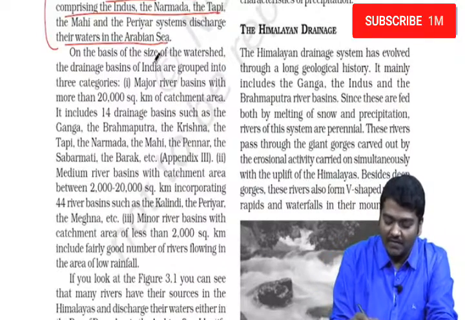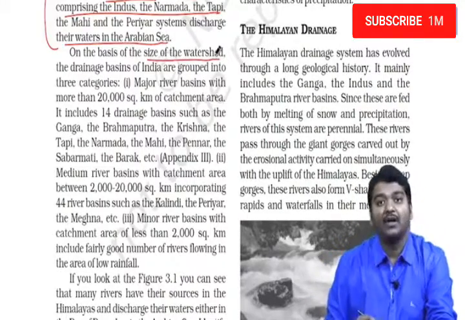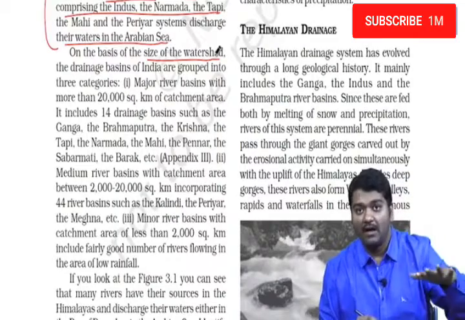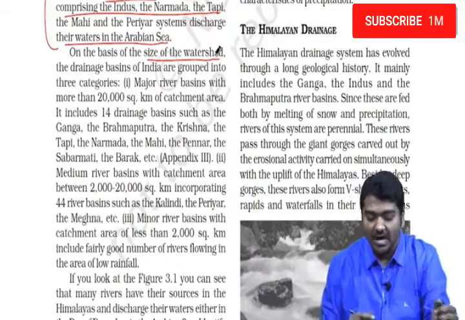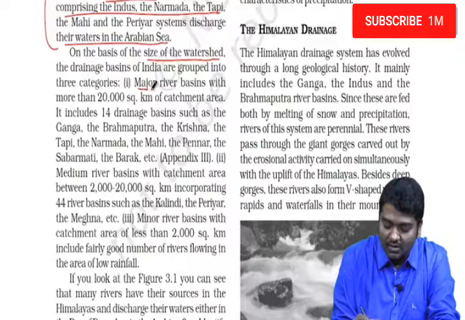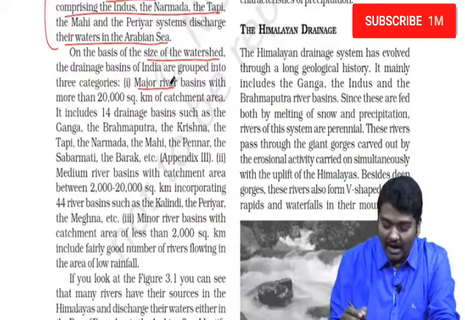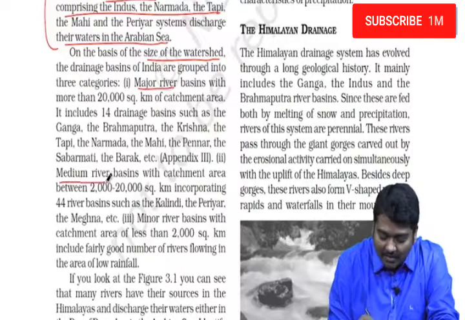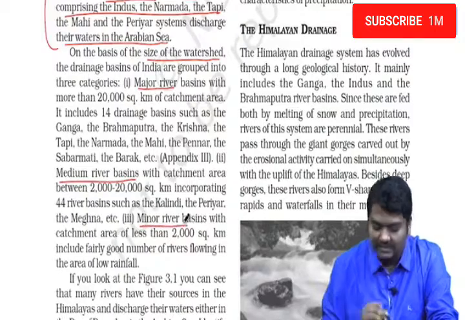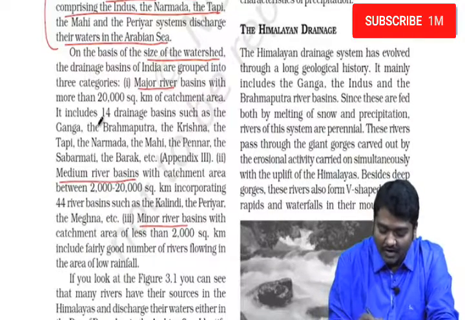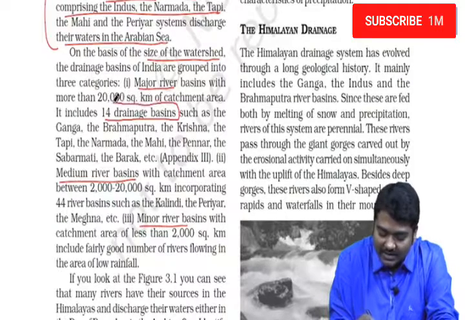On the basis of size of watershed, that is how much area the basin covers, we usually divide rivers into major river basins, medium river basins and minor river basins. So which are they? You can actually see 14 drainage basins come under this.